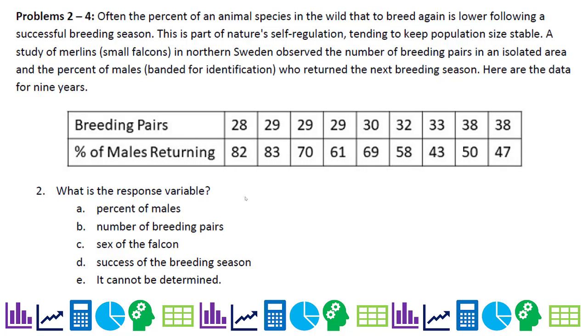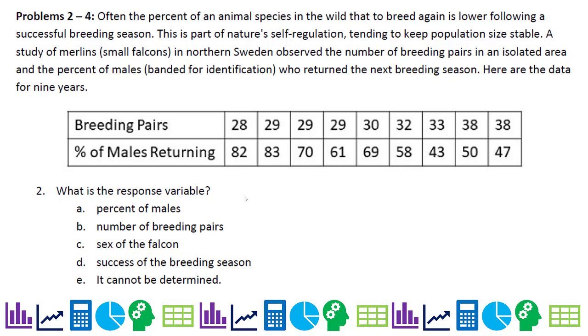Now problems 2 through 4. Often the percent of an animal species in the wild that breed again is lower following a successful breeding season. This is part of nature's self-regulation, tending to keep population size stable. A study of merlins, small falcons in northern Sweden, observed the number of breeding pairs in an isolated area and the percent of males banded for identification who returned the next breeding season.